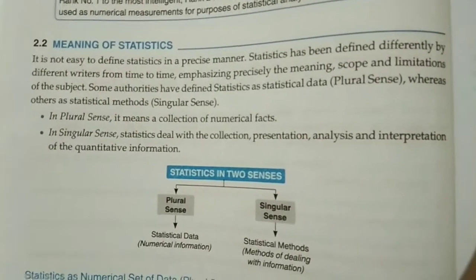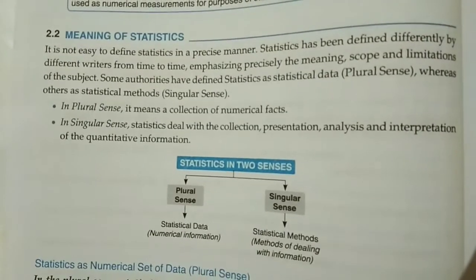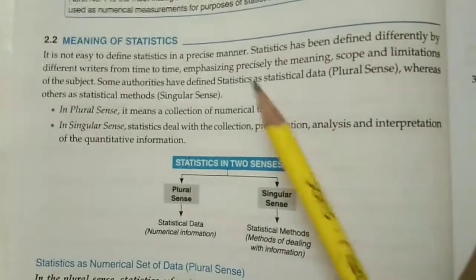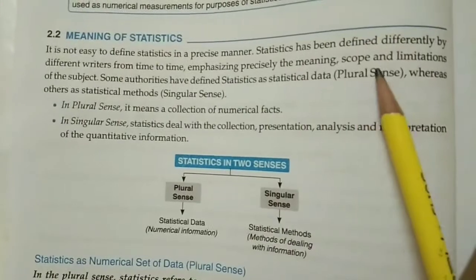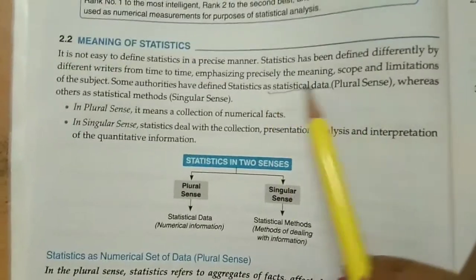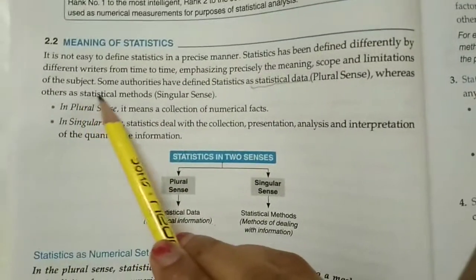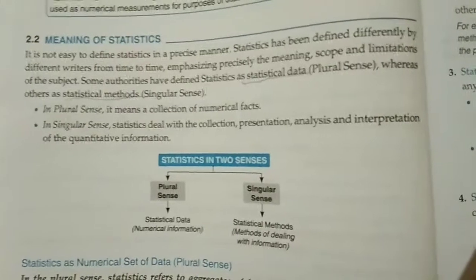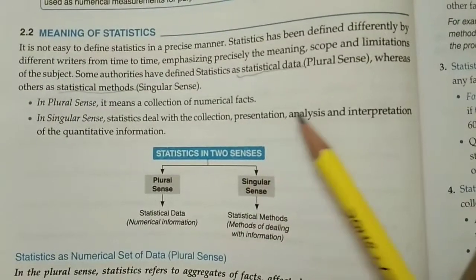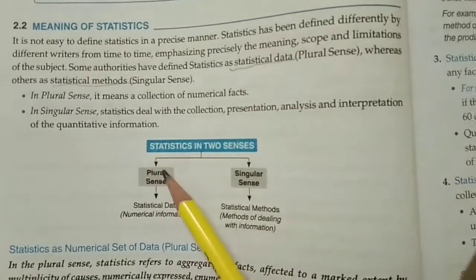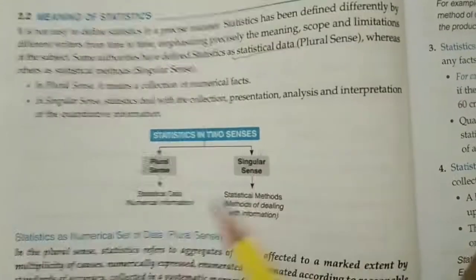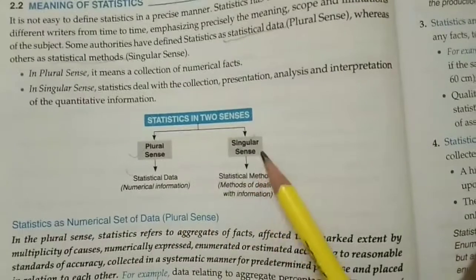Some authorities have defined statistics as statistical data. Statistical data means statistics in plural sense, whereas others have defined statistics as statistical method, that is singular sense. So statistics can be defined in two senses, plural sense and singular sense. When we talk about plural sense, we are talking about statistical data, and when we talk about singular sense, we are talking about statistical methods. So in plural sense, it means collection of numerical facts, whereas in singular sense, statistics deals with the methods. The methods are collection, presentation, analysis, and interpretation of the quantitative information. So statistics can be defined in the two senses I told: plural, statistical data, numerical information; singular sense, statistical method.